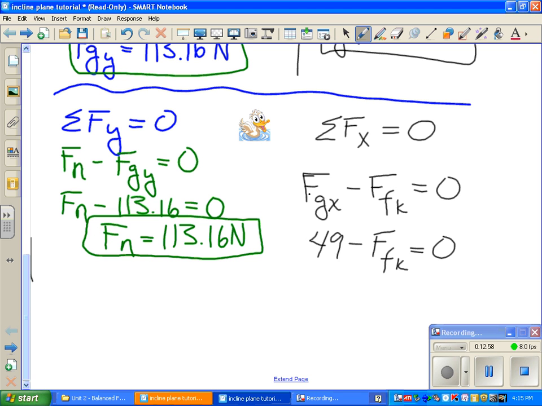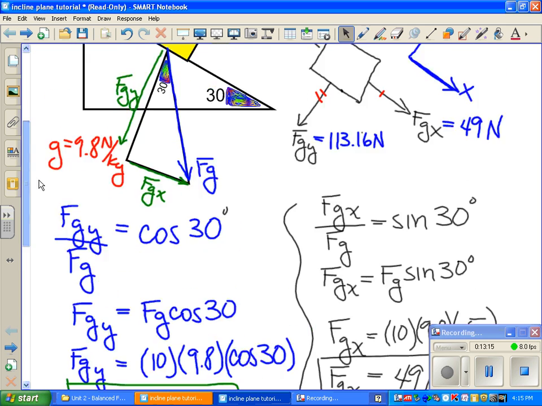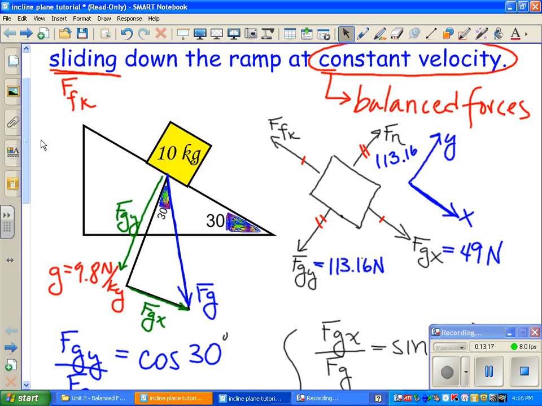Oh, Ducky, what's the answer? It's this one. All right, so Ducky knew the answer. I had totally forgotten. So force of kinetic friction is equal to 49 newtons. Again, if I really wanted to, I could go all the way back to the top to fill that in, just so I know. This is just for me. All right, 49 newtons. So that's how you solve an inclined plane problem.